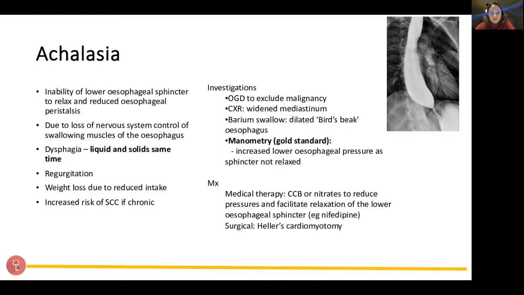And then the diagnostic investigation is manometry, where you measure the pressure in the lower esophagus and in the stomach, and there's a higher pressure gradient from the esophagus to the stomach due to this impaired relaxation of the lower esophageal sphincter. So in terms of management, you can always think about medical and surgical management. Medical management would be calcium channel blockers or nitrates, whereas surgical management would be something like Heller's cardiomyotomy.